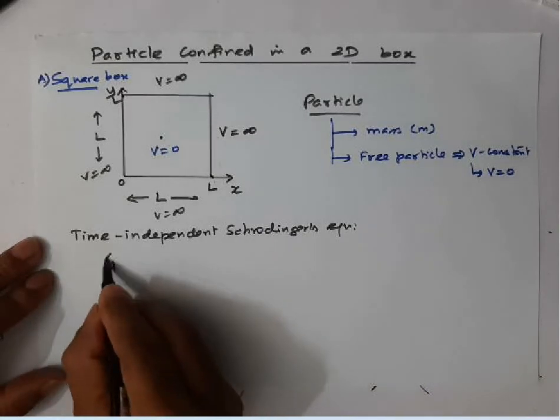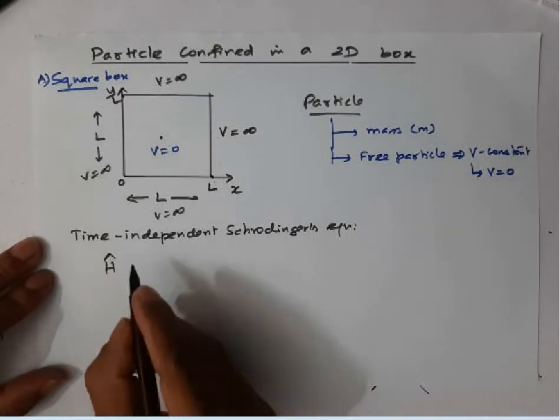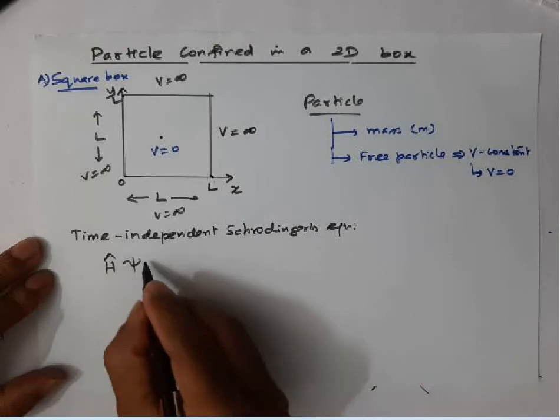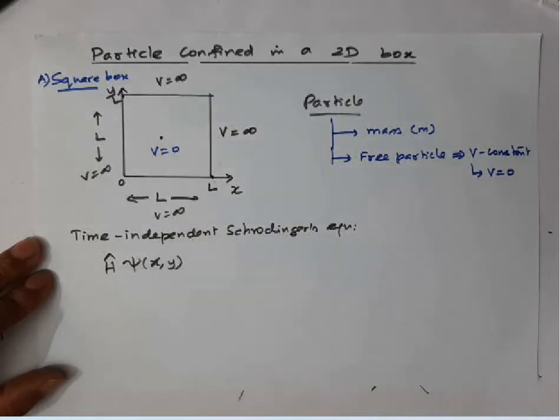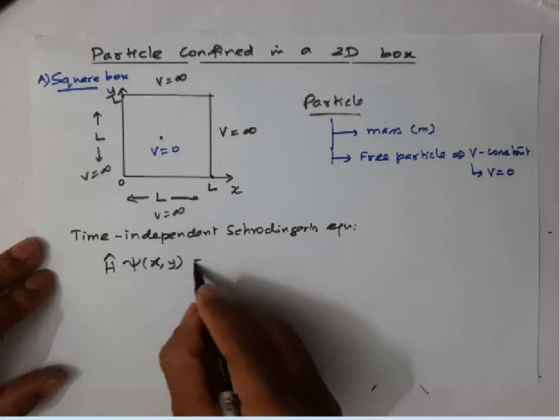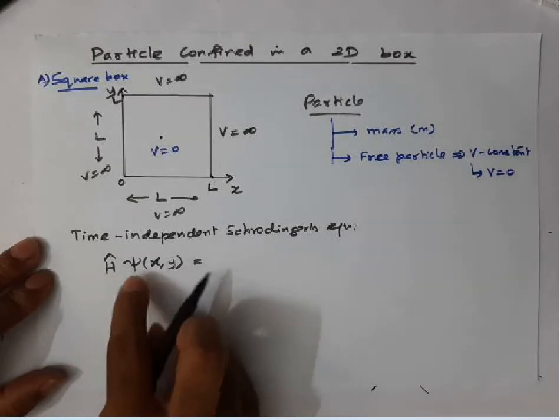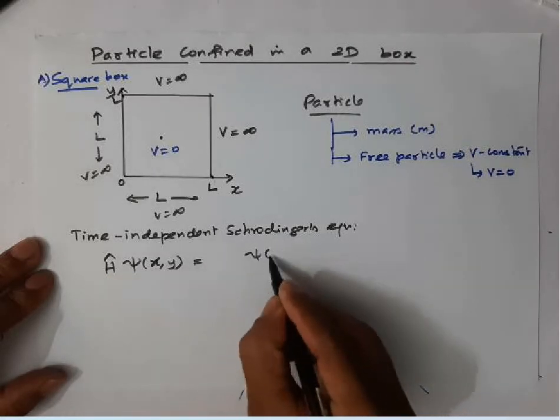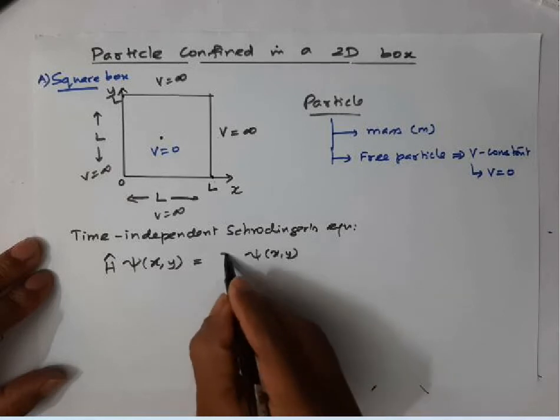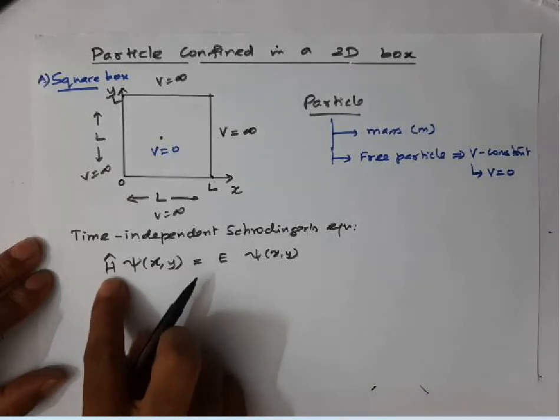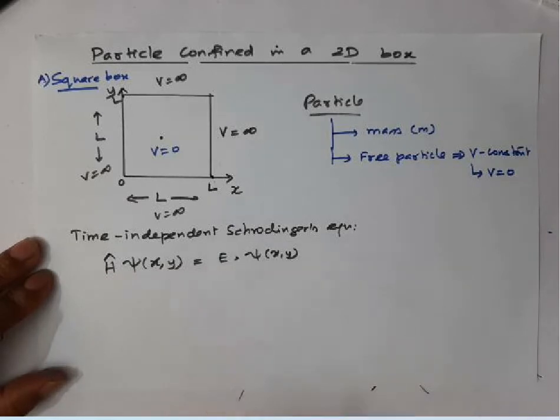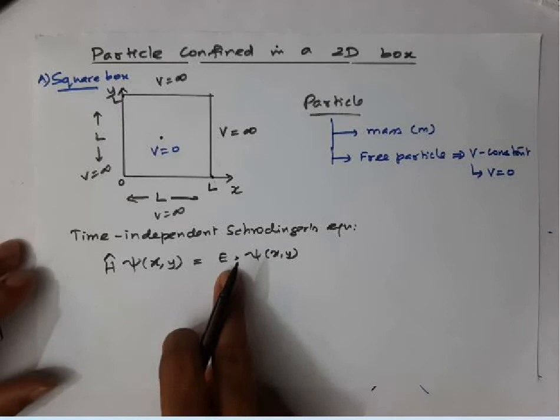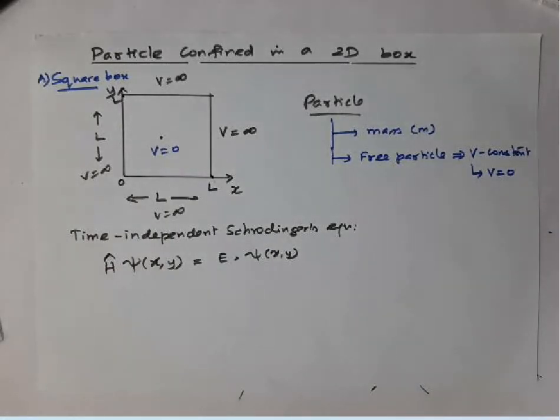So what is the equation? The simplest form is the H operator, the Hamiltonian operator, acting on the function psi. Now the wave function psi depends on two variables, x and y. If you apply the operator on psi, you will get the same function psi multiplied by some constant. Since we are applying the Hamiltonian operator, the constant should be energy. You will get the energy of that particle.